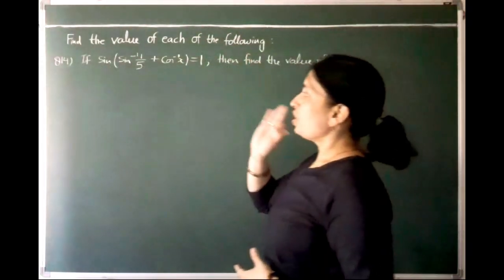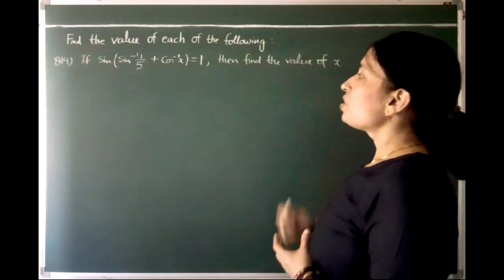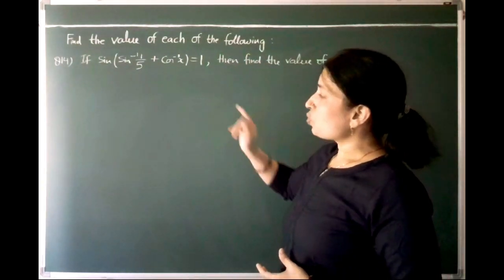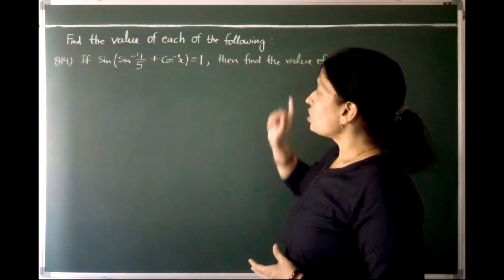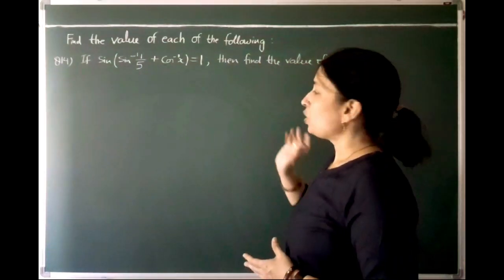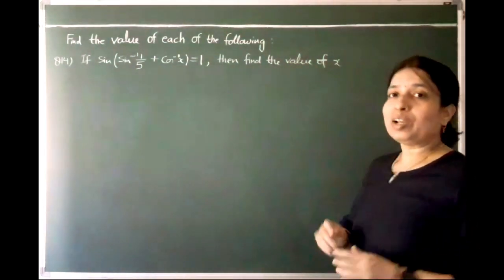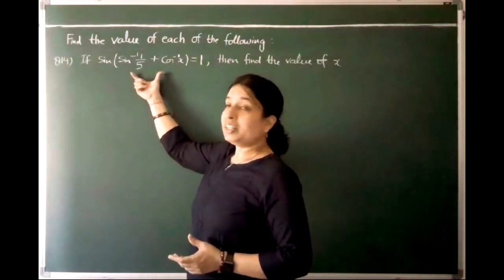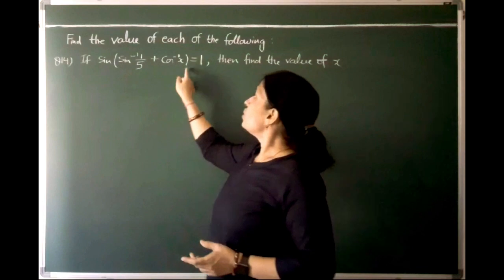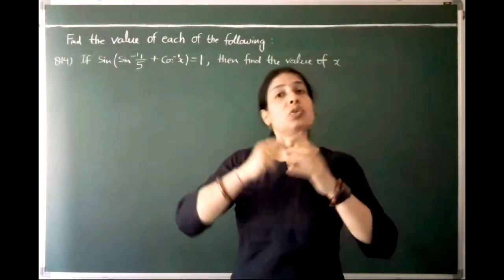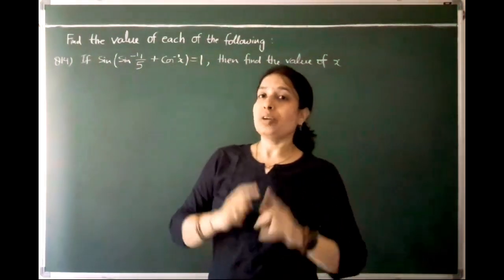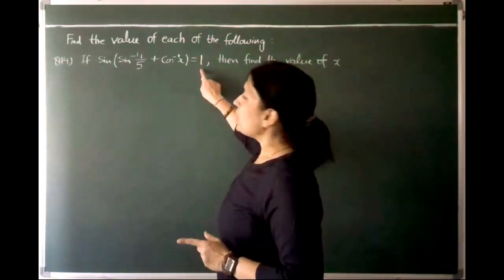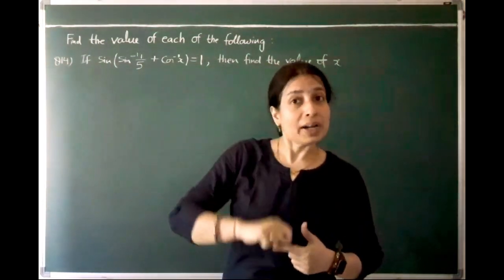Next is question number 14. It is if sine inverse 1 by 5 plus cos inverse x is equal to 1, then find the value of x. Here it is given sine, अगर हम इसको थीटा ले तो sin theta is equal to 1, and we know that sin pi by 2 is equal to 1. So in place of this one we can write sin pi by 2.